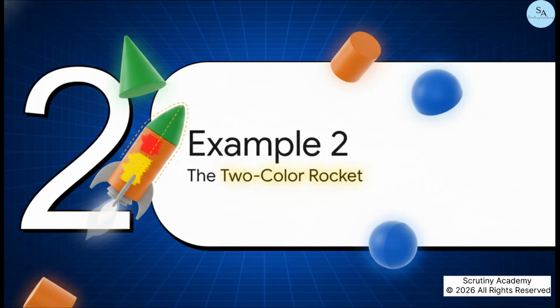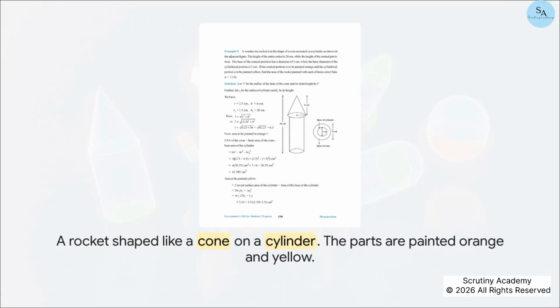Okay, that was a great warm-up. Now, let's step it up a notch and tackle a more complex problem, the kind you'll very likely see in your board exams. We've got a rocket that needs to be painted in two different colors. So, this toy rocket is a cone on top of a cylinder. The cone section needs to be painted orange, and the cylindrical part needs to be painted yellow. Our job is to find the area for each color.